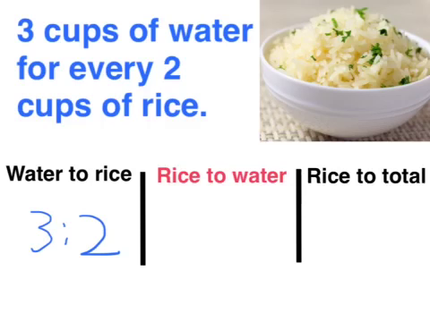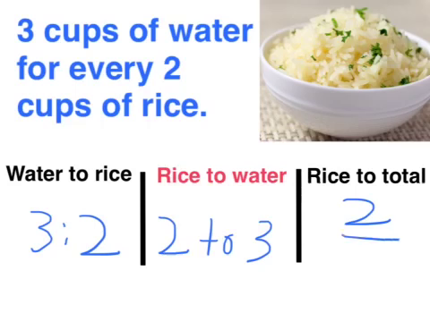Now we also might be interested in the ratio of rice to water. Well, there we have 2 cups of rice to 3 cups of water. So you can express it in words like that. Now we also might be interested in the ratio of rice to the total amount of stuff that we have. Well, we have 2 cups of rice and we have a total of 3 cups of water plus 2 cups of rice. That's 5 cups total. So that's another way you can express a ratio, as a fraction. And you would read that 2 to 5.